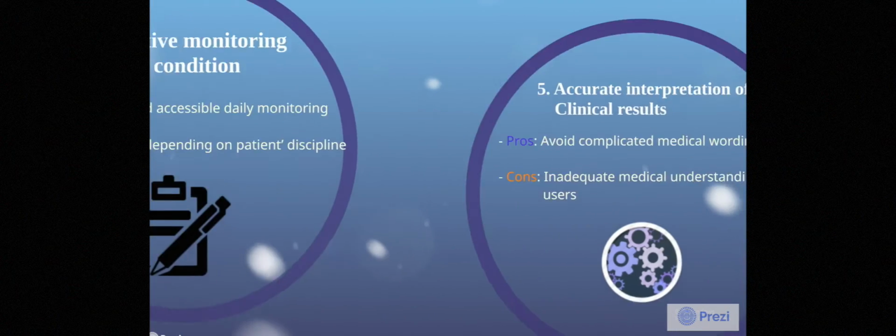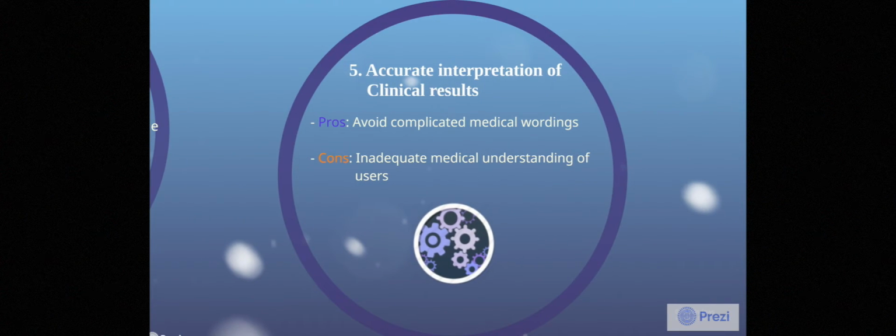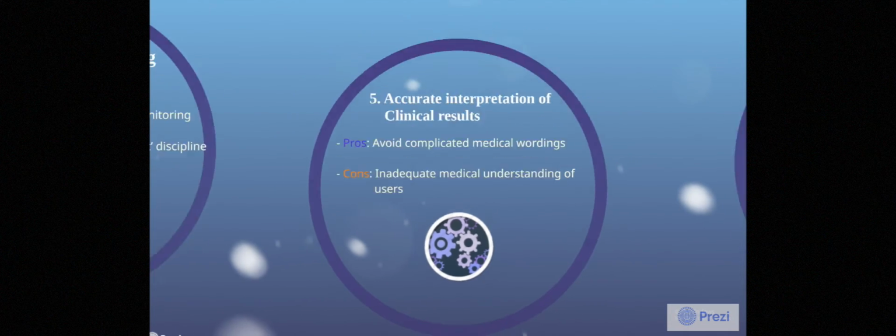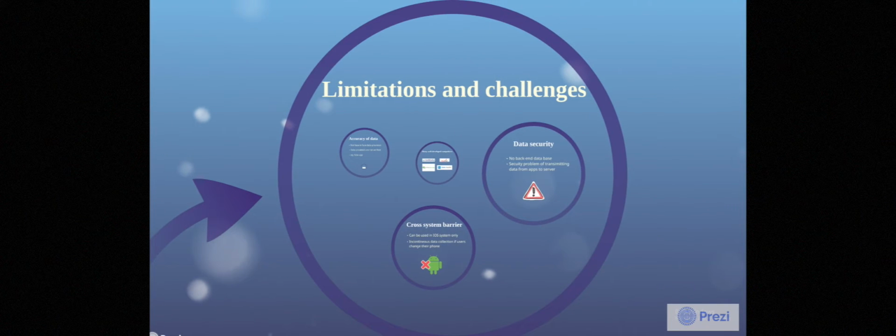Finally, the fifth factor is the accurate interpretation of clinical results. The apps can present the data in an easy and understandable manner. However, the users still have inadequate medical understanding in order to make the most precise decision. However, there are still limitations and challenges of ResearchKit and CareKit. First is the accuracy of data.